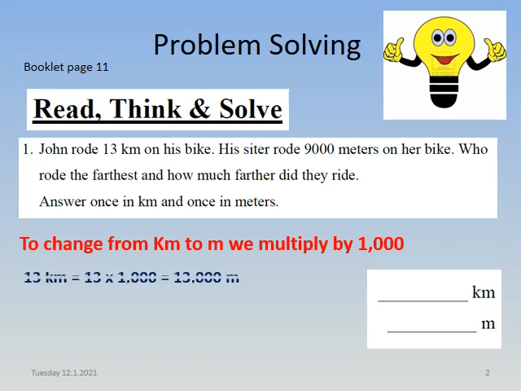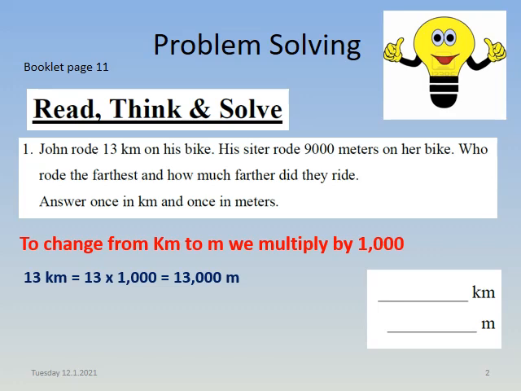So to change from kilometers to meters, we will do what? We will multiply by 1000. So I will change the distance that John rode from kilometers to meters. So I knew that he rode 13 kilometers. I will multiply it by 1000. So it will give me 13,000 meters. So now I know that John rode 13,000 meters and his sister rode 9,000 meters only. So who rode more is John. That's number 1. Now, how much more did he ride?